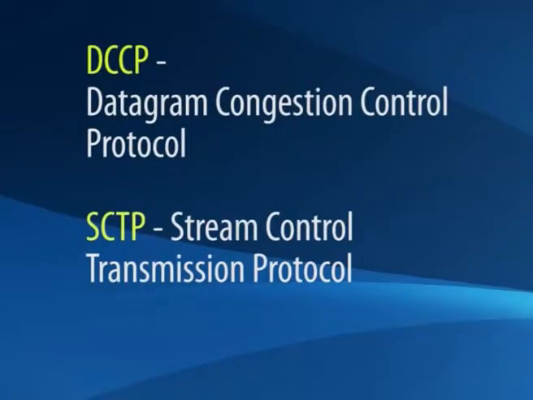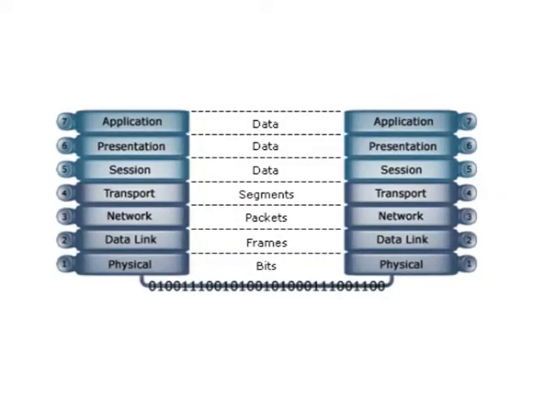Other prominent protocols in this group are the Datagram Congestion Control Protocol, that is DCCP, and the Stream Control Transmission Protocol, that is SCTP. The transport layer offers peer-to-peer and end-to-end connection between two processes on remote hosts. The transport layer takes data from the upper layer, that is the application layer, and then breaks it into smaller size segments, numbers each byte, and hands over to the lower level, that is the network layer, for delivery.